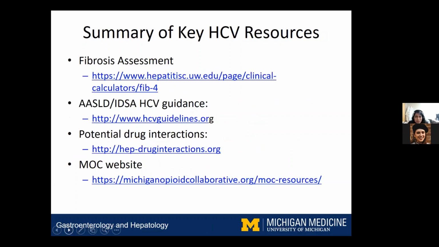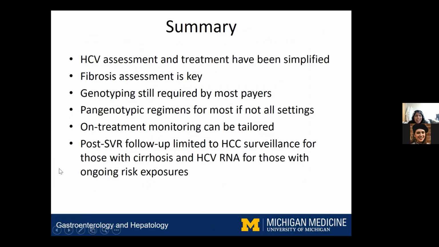Here's a summary slide with all of those assessments that you can navigate to check your drug-drug interactions, do your FIB-4 fibrosis calculation, and find the AASLD guidance and the MOC website. I think this might be my last slide. Hep C assessment and treatment have been simplified. Fibrosis assessment is key before you start. Genotyping is still required by most payers. Hopefully that will be shifting soon.